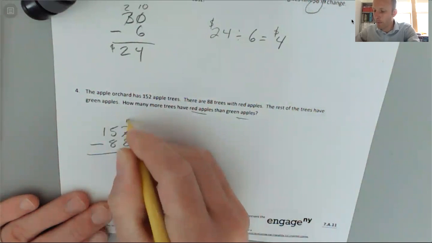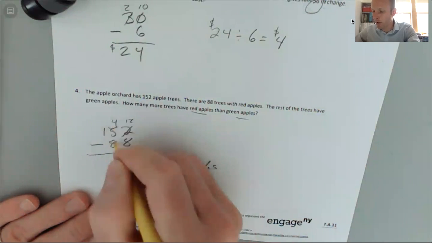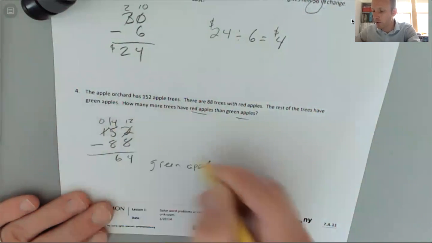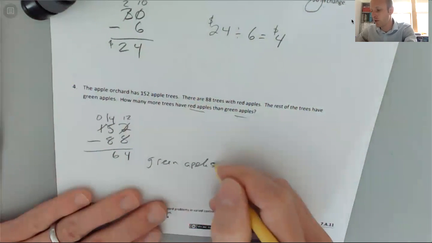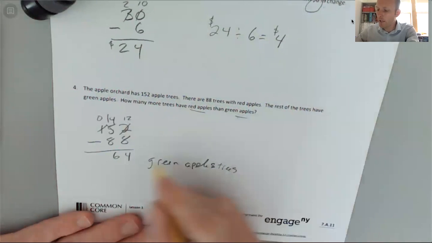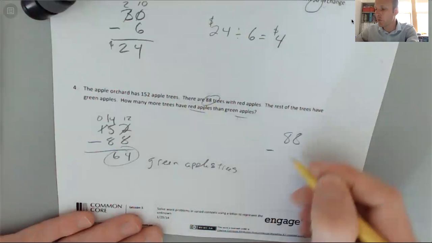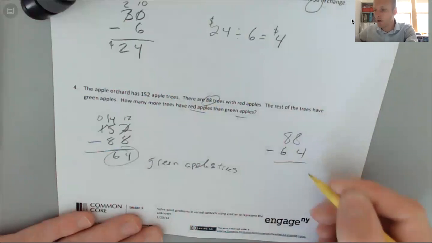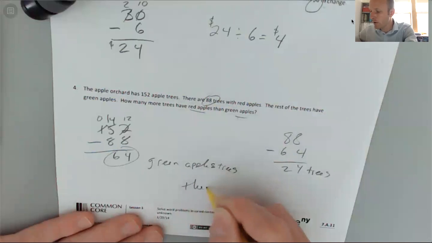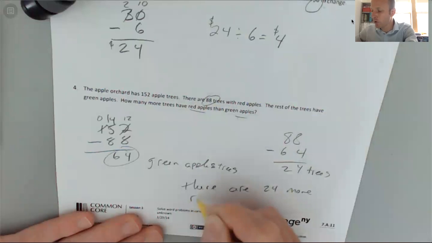So 12 minus 8 is 4. I can't do 4 minus 8, so I take from here and make that a 14. 14 minus 8 is 6. So 64 green apple trees. Okay, so I need to find the difference between 64 and 88 now. Finding difference is just subtraction. 88 minus 64 is 24 trees. There are 24 more red apple trees.